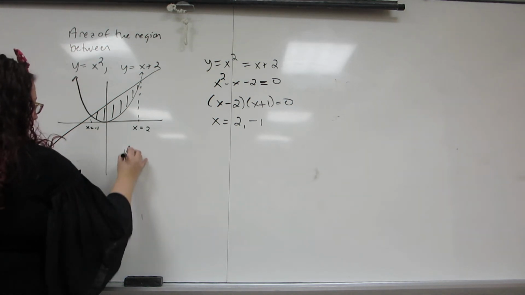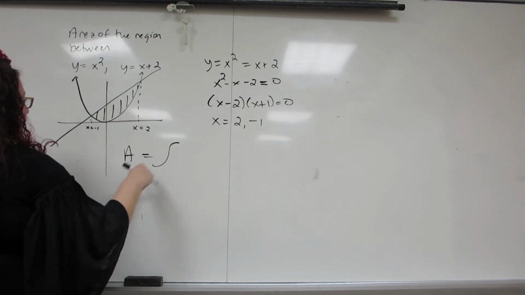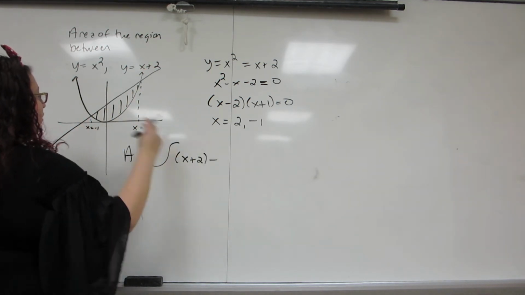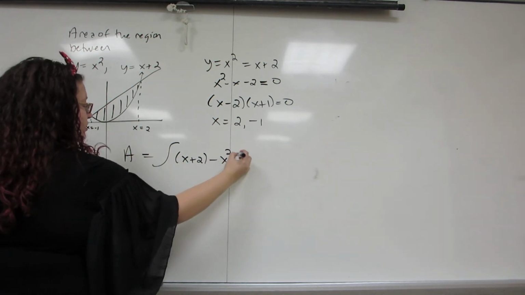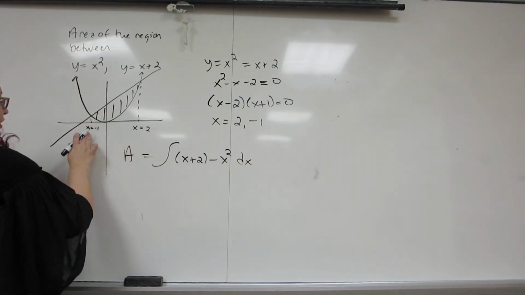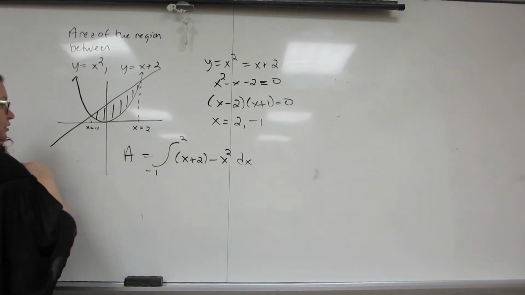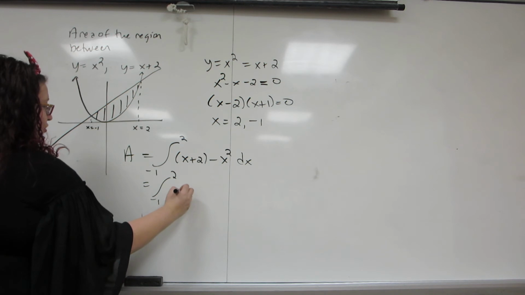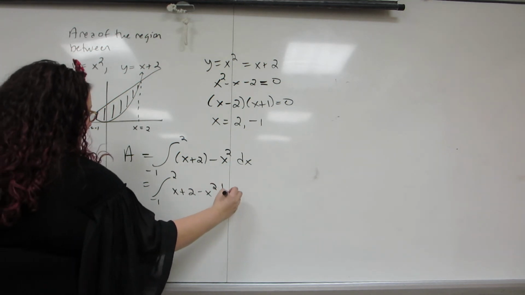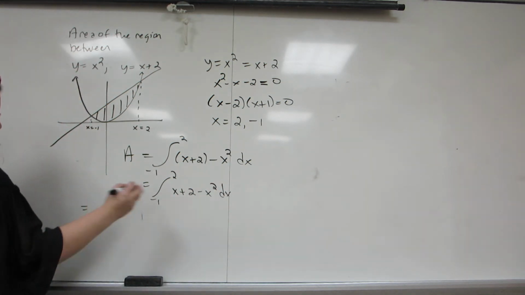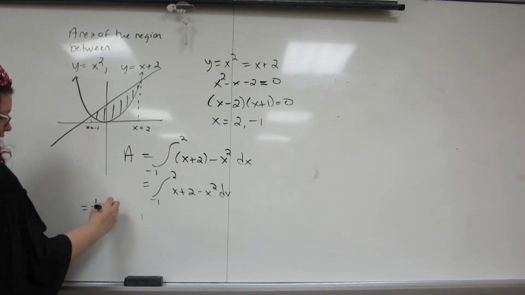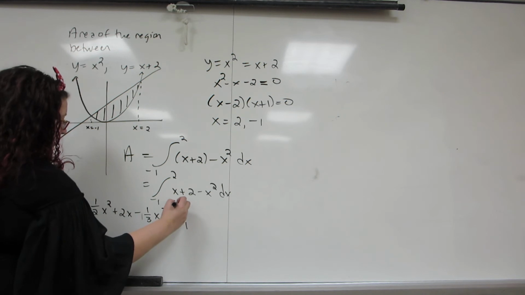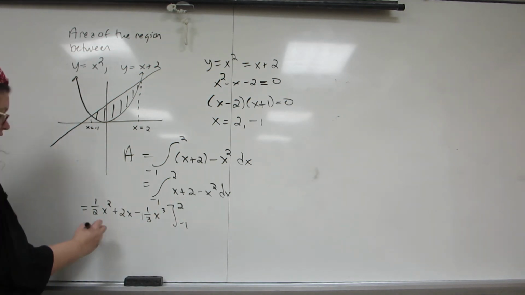So my area is going to be the integral of the curve that's on top, which is the x plus 2, minus the curve that's on bottom, which is the x squared, integrated from x equals -1 to 2. It is always better to clean up the integral before you actually take an antiderivative. So we end up with 1/2 x squared plus 2x minus 1/3 x cubed, evaluated from -1 to 2.